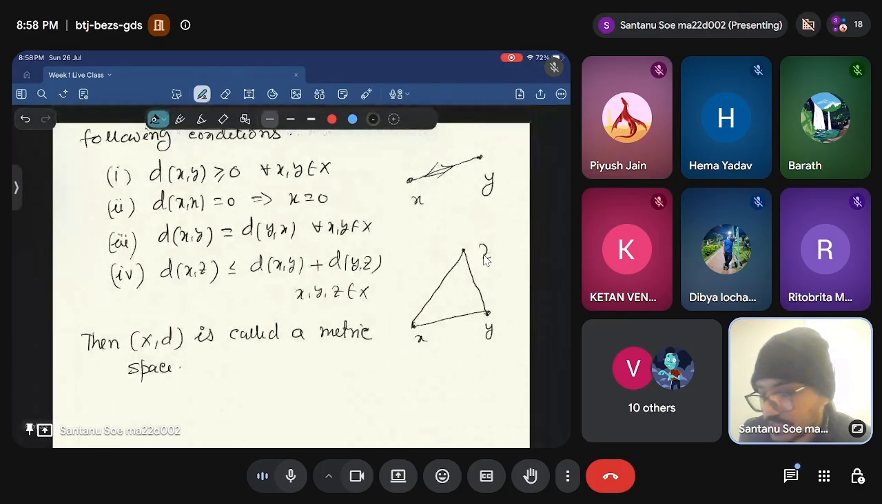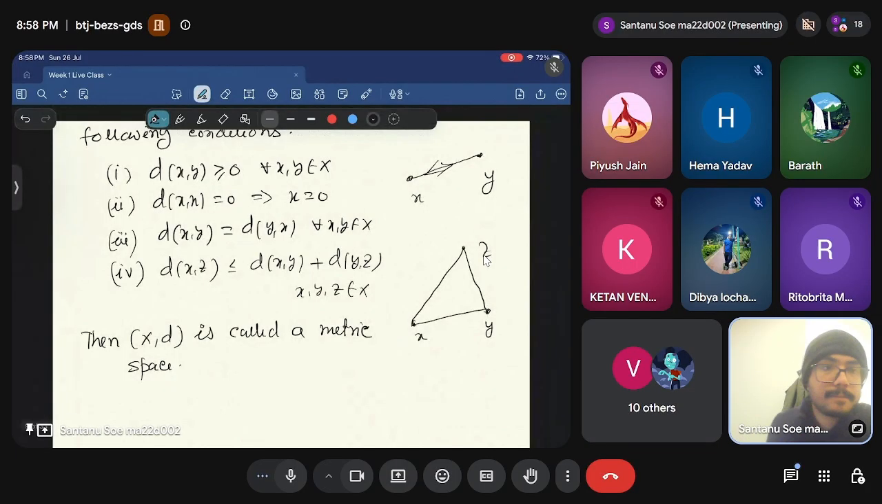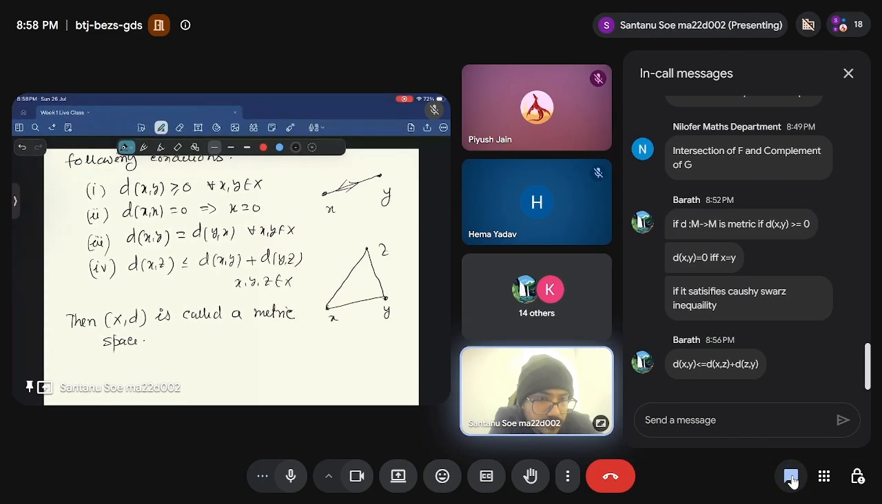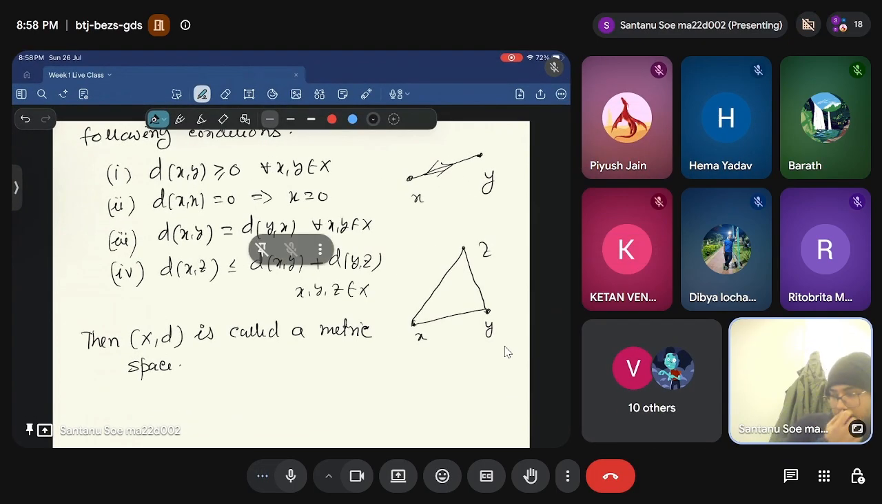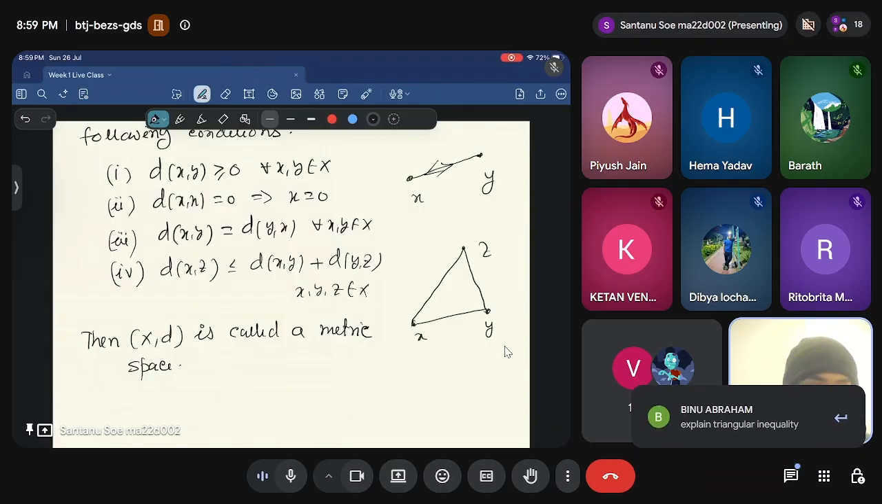Is this definition clear to everyone? Yes, Bharat, this is true. This is called the triangle property, right? Triangle inequality in terms of a general metric. Okay, is it clear? This is the last time I'm asking. If there is any doubt, you can ask me.